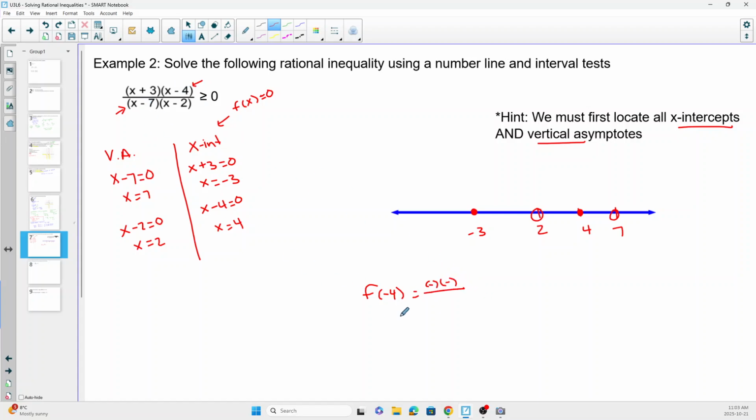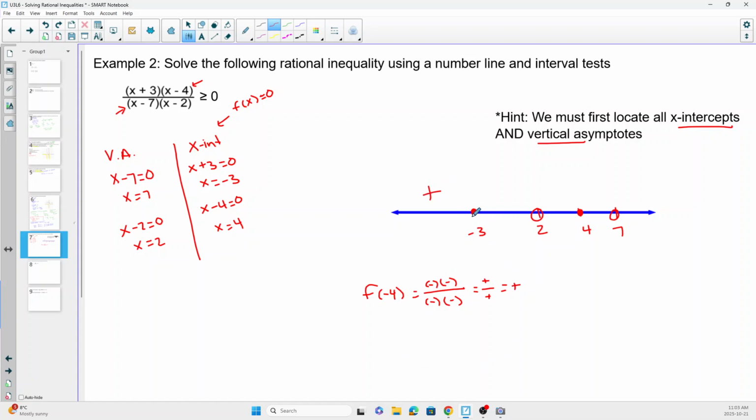On the bottom, I have negative 4 minus 7, which is a negative, and I have negative 4 minus 2, which is also a negative. So I have a negative times a negative, which is a positive, divided by a negative times a negative, which is a positive, and then I have a positive divided by a positive, which is a positive, okay?